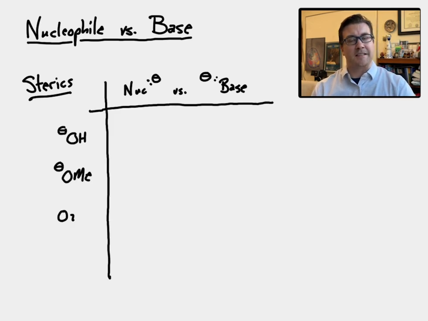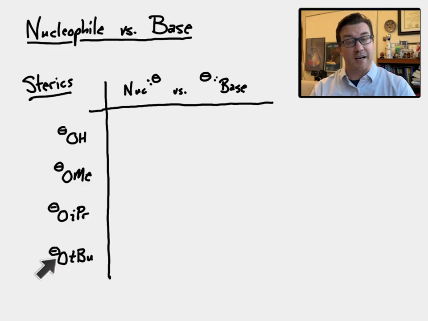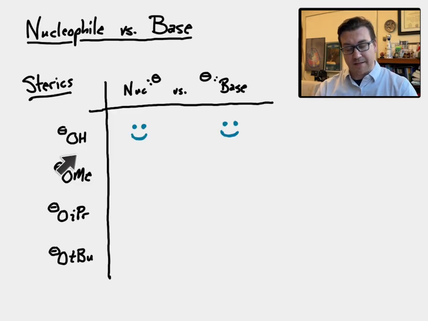So if we look at a series of oxygen-containing bases, these all have the same element that the negative charge is localized on. You have hydroxide, methoxide, isopropoxide, and t-butoxide. Let's look at if they're going to be a nucleophile or a base as we go down this series. Hydroxide is small and it's quite basic, and so it's going to be both a good nucleophile and a good base.